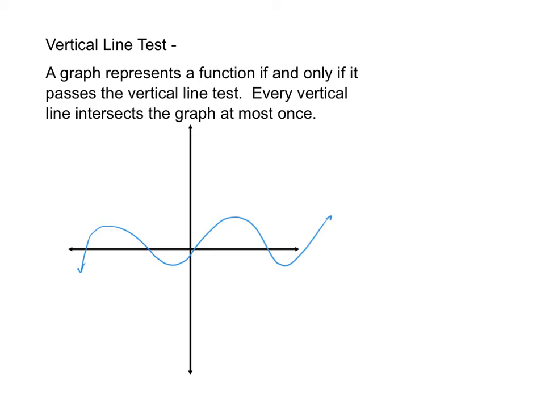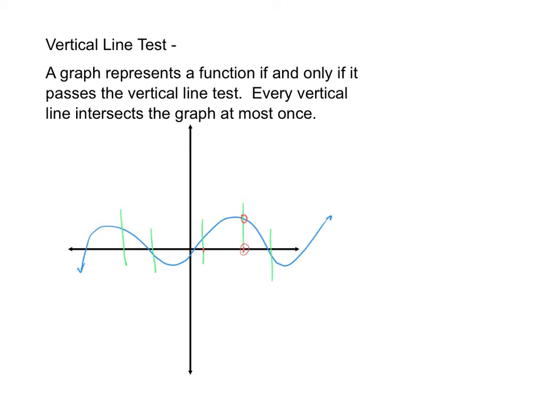But if I draw a vertical line through that graph, let's make it stand out and be green. Everywhere that I draw a vertical line through that graph, it hits it exactly once. So that means that graph is a function. To go back to the definition, every input, that x value, whatever it is, corresponds to one and only one output.